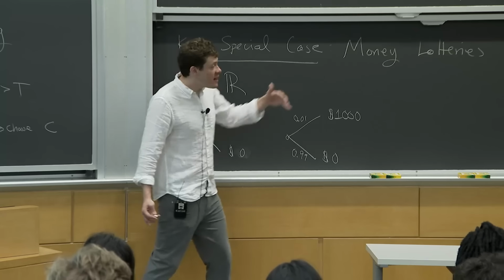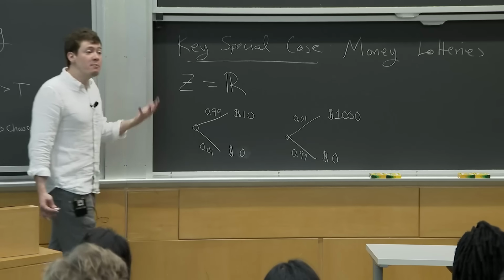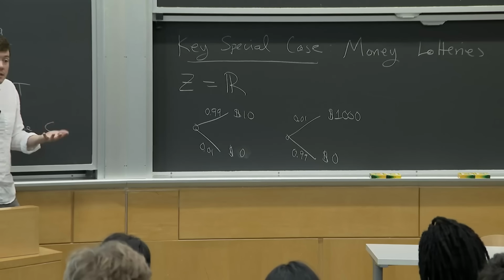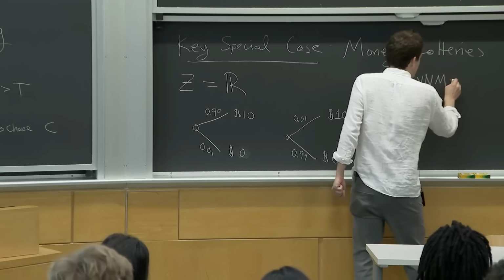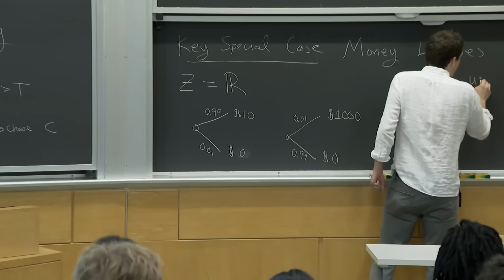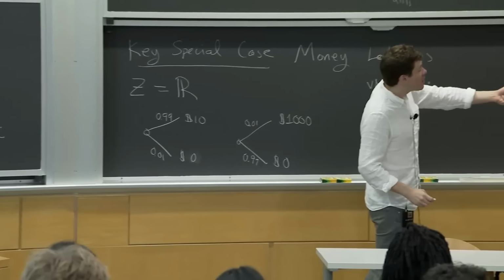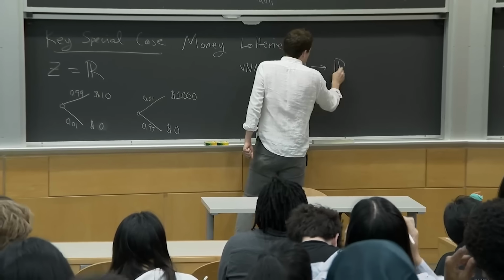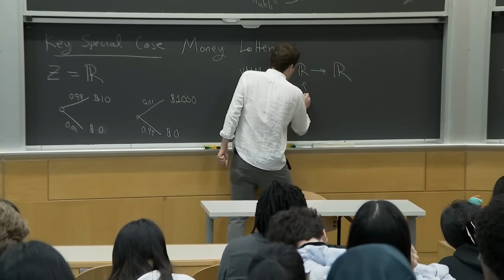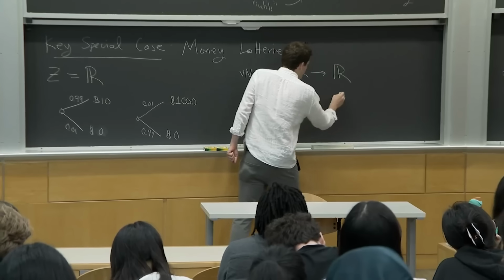So they're 2 different lotteries. They fit within our framework, and we can compute our expected utility of these lotteries. How? Well, to do that, we need our von Neumann-Morgenstern utility function, which is a function, remember, from Z to R. But in this case, Z is just R. Let's understand. This is money, and this is utility.